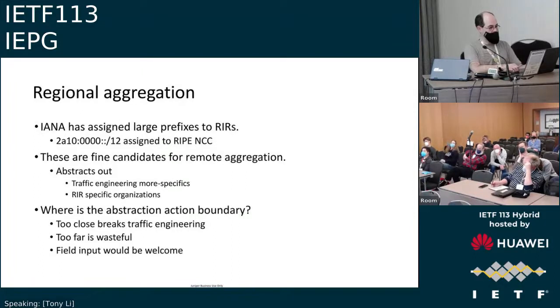And this is something you have to look at on a case-by-case basis. If you put it too close to the actual abstraction, too close to the region, you're going to break traffic engineering. And if you go too far away, you're being wasteful. Those more specifics are transiting too far away. And this is a case where it'd be very, very useful to have a little more field input. So I'll throw that question out to you guys.